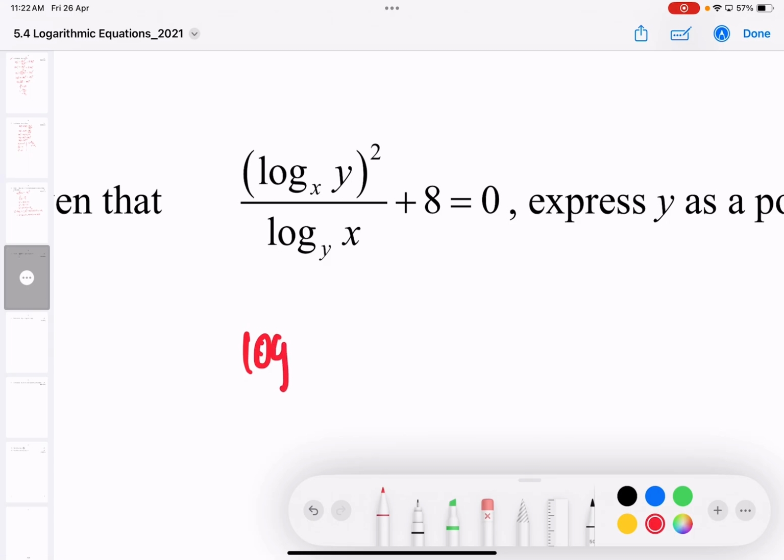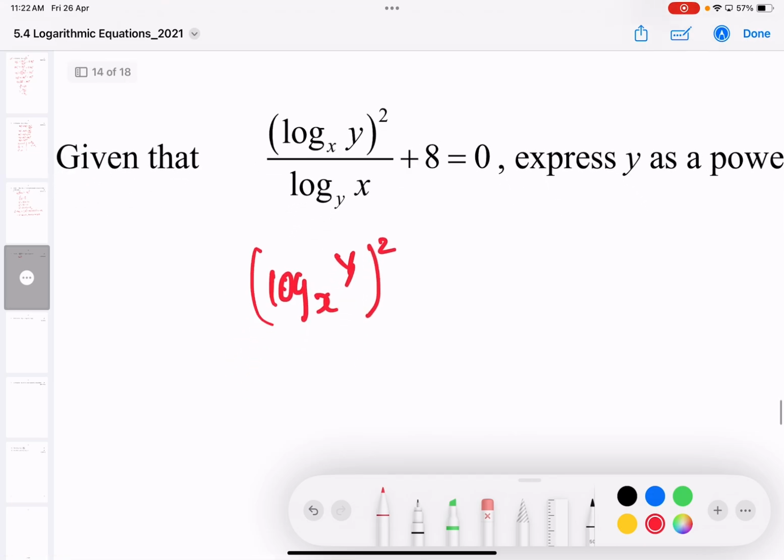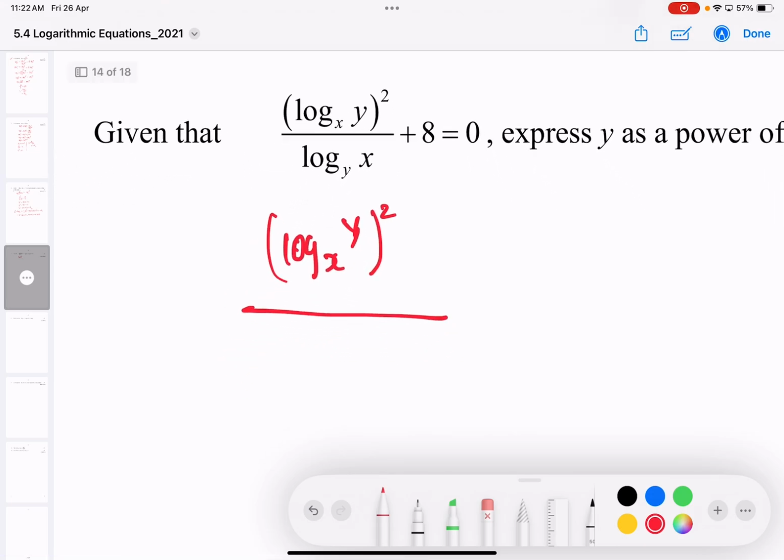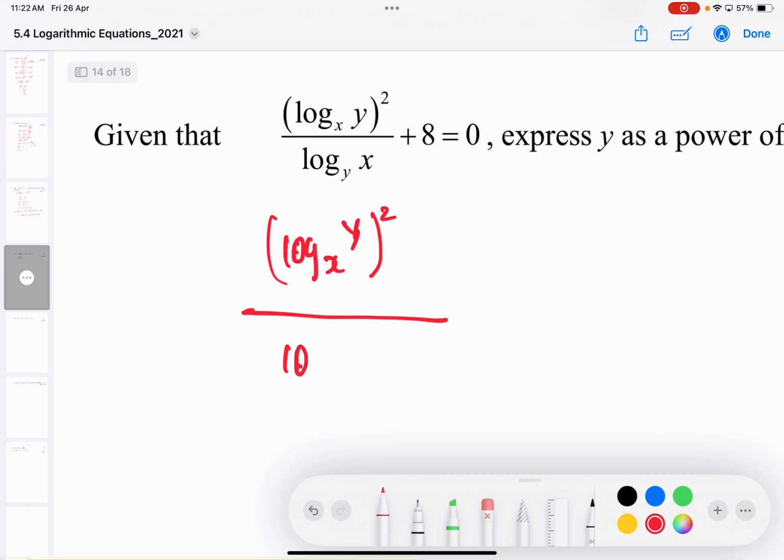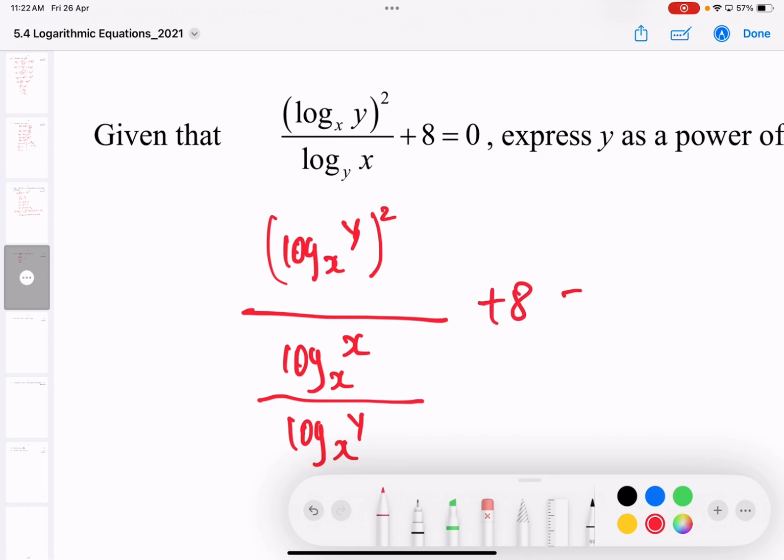Alright, so the top one I'm not going to change anything. This one is just going to be square. Can you change the bottom one to base x? Okay, so if I change it to base x, so I'll have log x, I'll have another quotient, a division over here. So this will be x, x, this will be y. Okay, and then of course I have a plus 8 equals to 0. Is everyone okay?